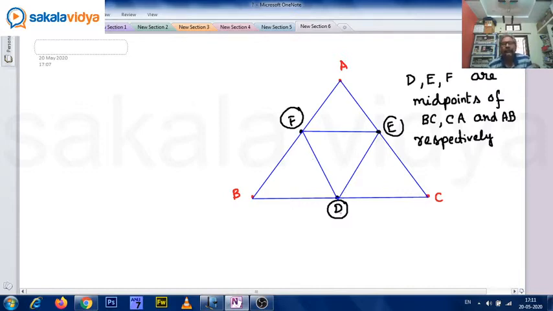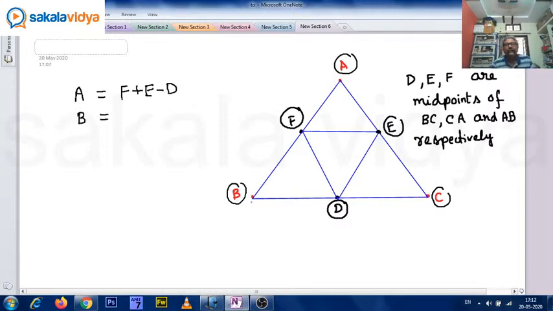So now we need to find out A, B, C. Here, very interesting, this A, E, D, F is a parallelogram. In the parallelogram already 3 vertices are known. A vertex you need to find out. A equals F plus E minus D. Am I correct? So what is B? B equals F plus D minus E.